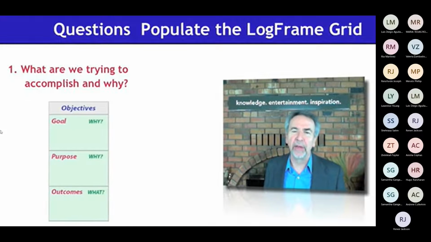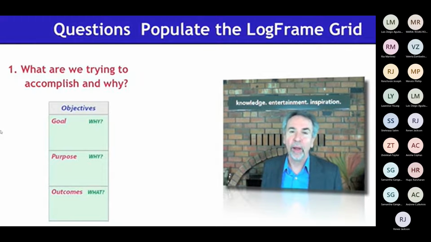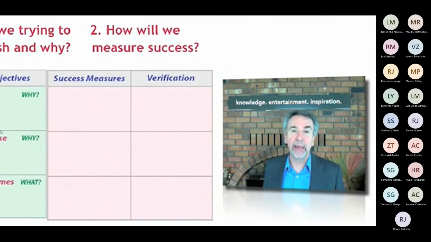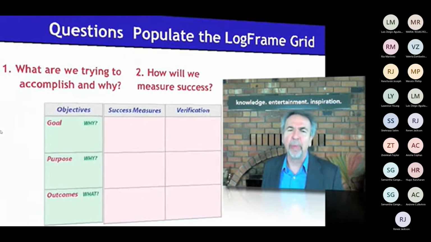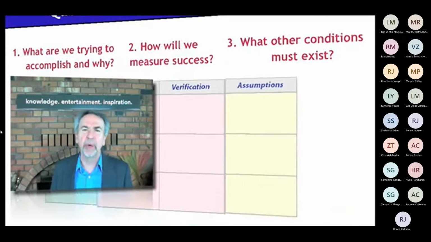And we're trying to accomplish objectives, and we will arrange those objectives into a hierarchy of outcomes, specific deliverables, and if outcomes then purpose, a higher level objective, if purpose, then goal. Because every project has multiple objectives. We will then ask, how will we measure success at each of these levels? How will we know in advance that we've achieved these objectives? We'll come up with measures, quantity, quality, time, cost, customer, as well as verifications, the means of determining the success measures. Then we're going to ask, what other conditions must exist? What assumptions do we have to make for this if-then logic to be valid?